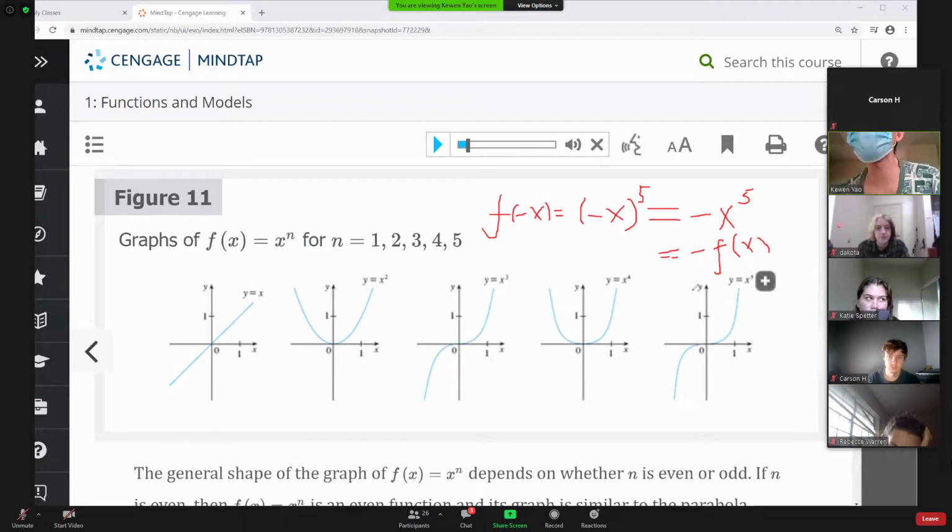f(negative x) equal to negative f(x). So this is an odd function, right? Because f(negative x) is equal to negative f(x), right?